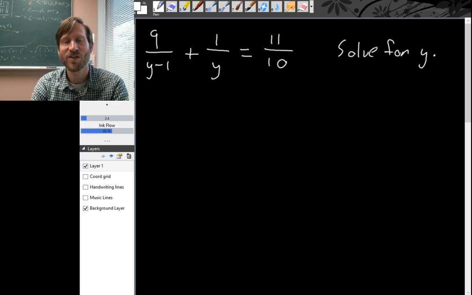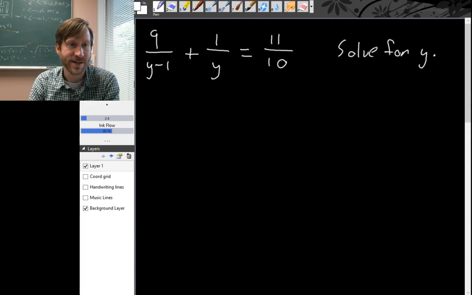Here's an example of solving an equation with rational expressions. So here's our equation, 9 over y minus 1 plus 1 over y equals 11 over 10. And one good way to solve an equation with rational expressions like this is to clear all of the denominators.